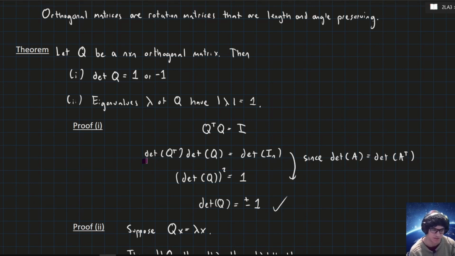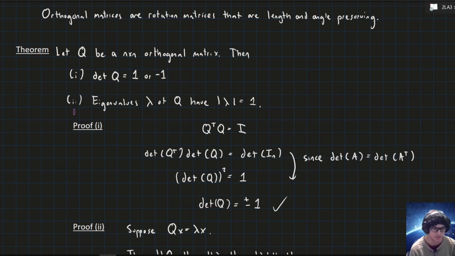So that means that this number and this number are the same number. So I can just write it as determinant Q squared. So I know that determinant Q squared is equal to 1. So determinant of Q, only two possibilities. It can either be 1 or negative 1. So that's a pretty straightforward proof of this fact here.